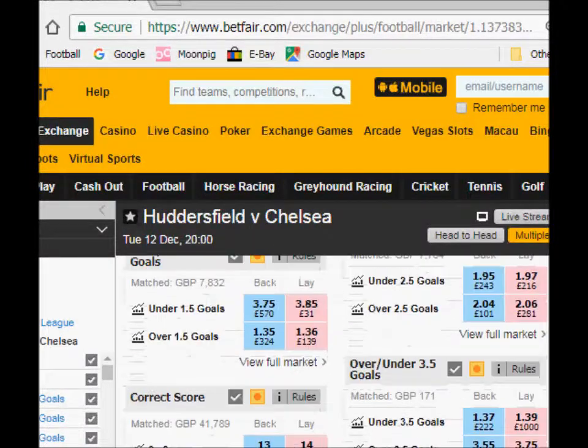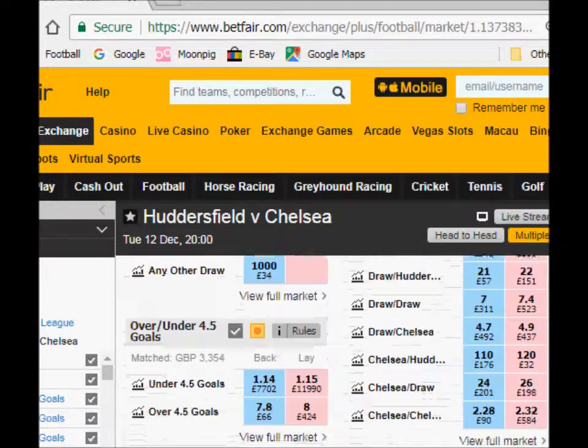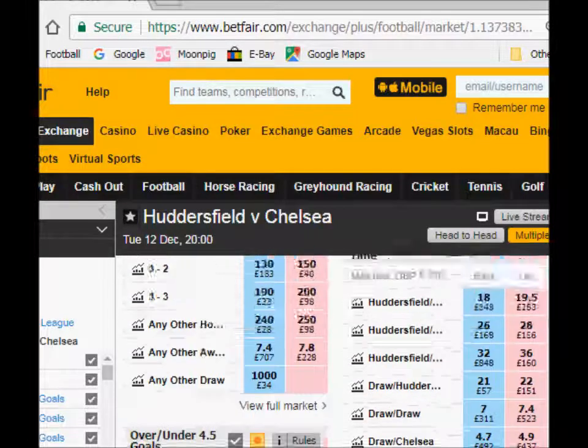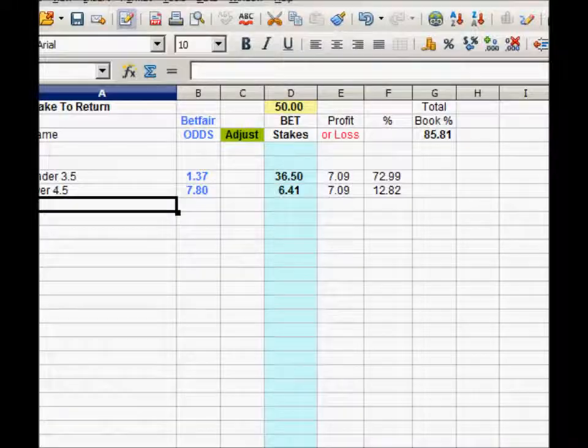So to lay 4 goals, we need to bet under 3.5 and also bet over 4.5. So that's over 4.5 at 7.8, and under 3.5 at 1.37. So put those into a Dutching sheet. 7.8, 1.37. There we are, look. There's under 3.5 and over 4.5. There's our stakes, and we should come out with 7.09 before commission if we did them all in one market.